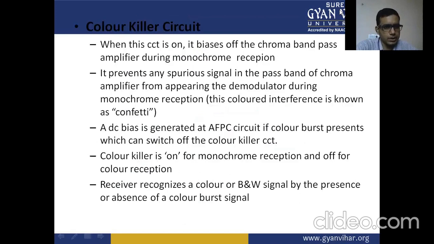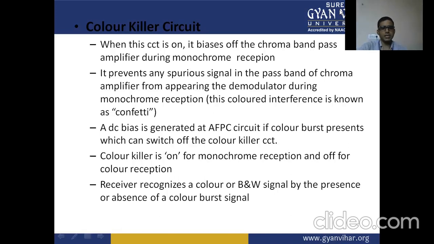Now, the color killer circuit. When this circuit is on, it biases off the chroma bandpass amplifier during monochrome reception. It prevents any spurious signal in the passband of the chroma amplifier from appearing at the demodulator during monochrome reception. This colored interference is known as confetti.